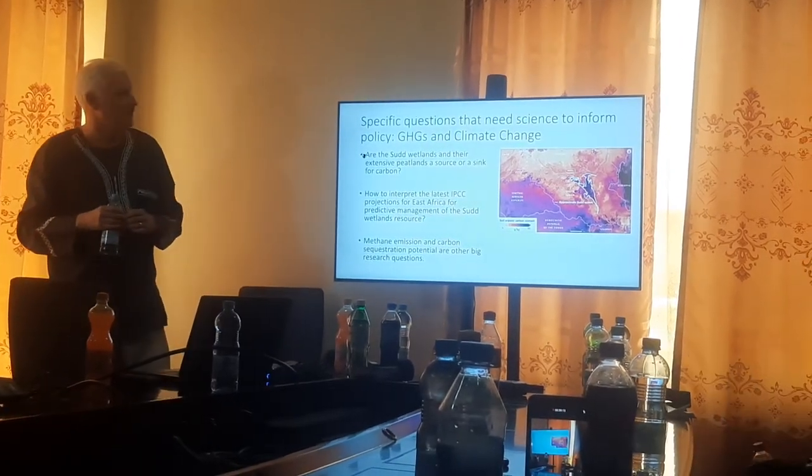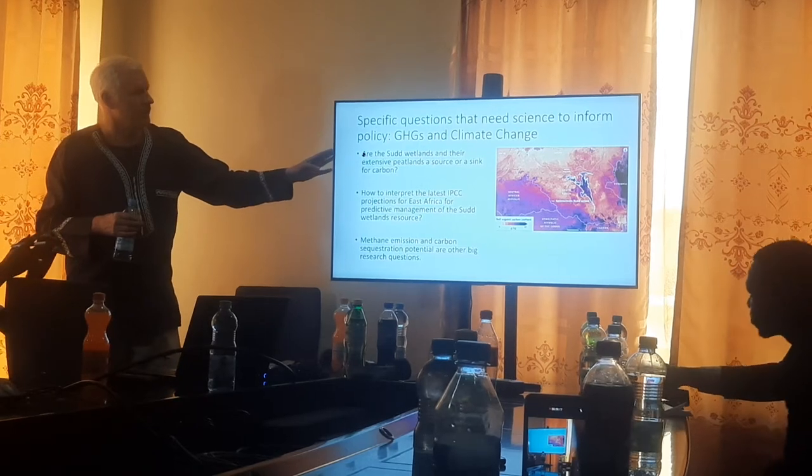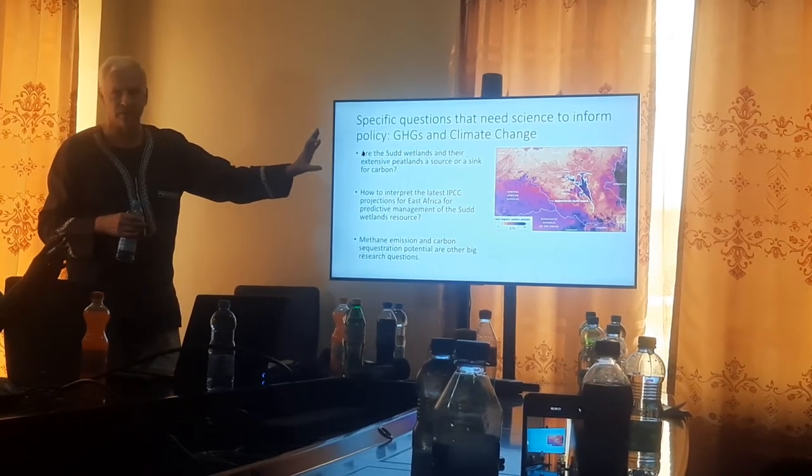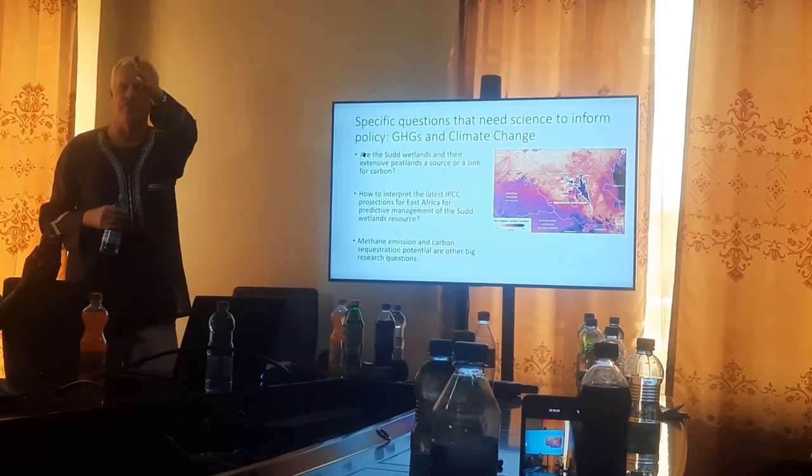Greenhouse gas and climate change. Are the peatlands a sink or a source? Obviously it's a sink, but there are still some questions in terms of how it really works, whether it's the cows.